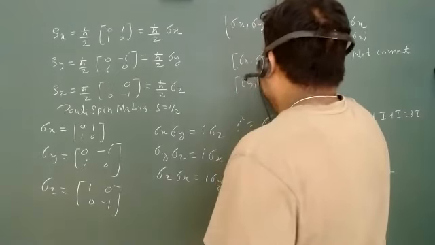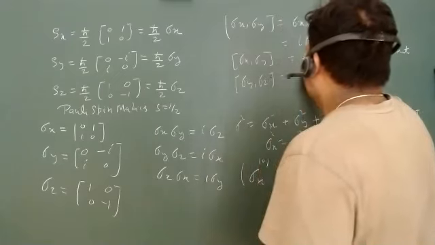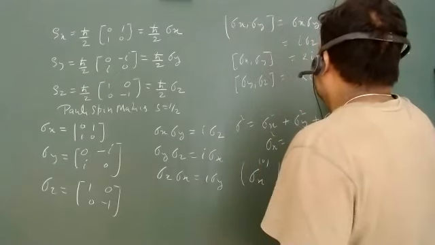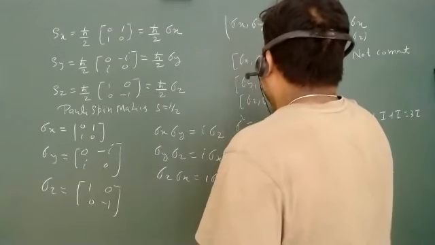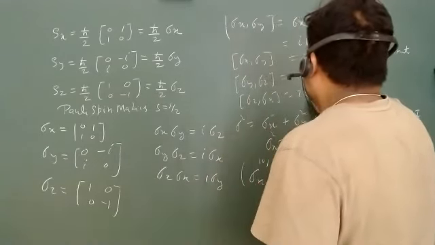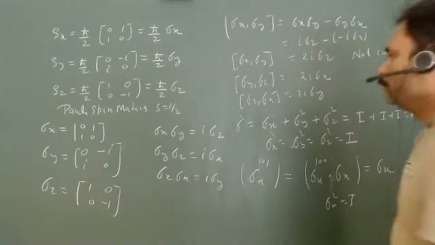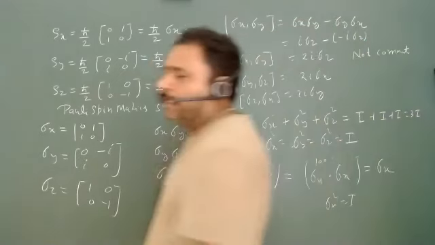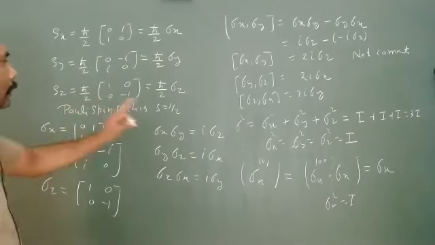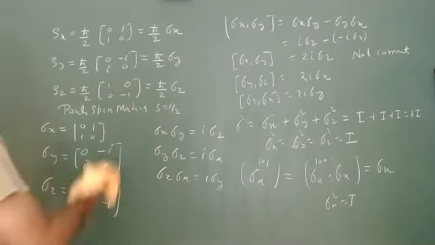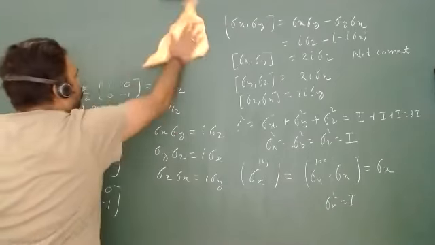Similarly, sigma y sigma z will be 2I sigma x, and sigma z sigma x is equal to 2I sigma y. So Pauli spin matrices don't commute, but they will anti-commute. Next we will see what anti-commutation is.